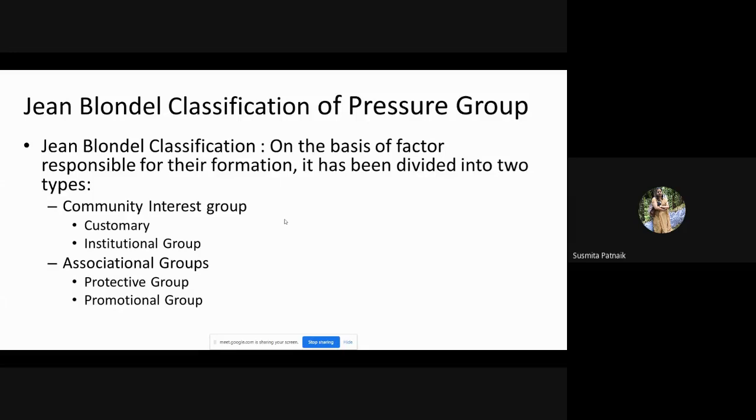Generally the group has been divided into how many types? Two types: community interest group and associational group. Community interest groups are again divided into customary and institutional. The group that follows the customs and traditions of the society falls in the category called customary interest groups.